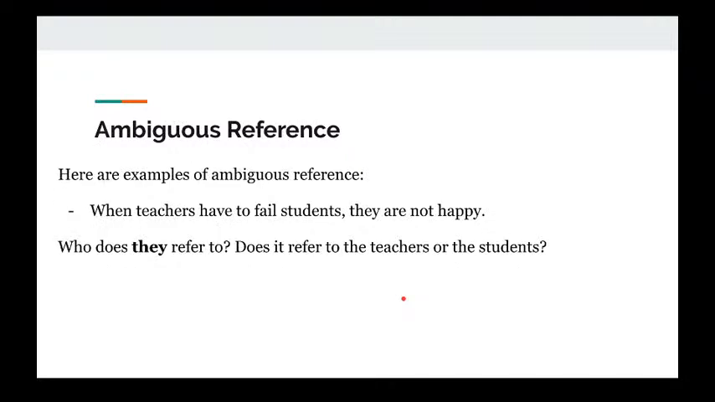So an example of an ambiguous reference: when teachers have to fail students, they are not happy. In this sentence, the reader can always assume what they is really referring to, but if we take a step back, we don't really have a clear idea of what they is referring to. Is they referring to the teachers, or is it referring to the students? The sentence could be saying that the teachers aren't happy or that the students aren't happy.